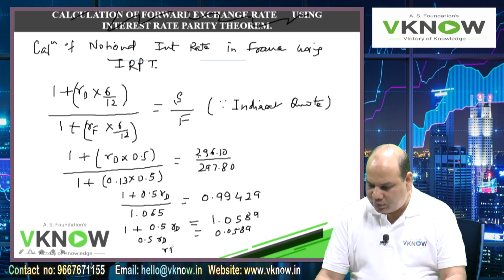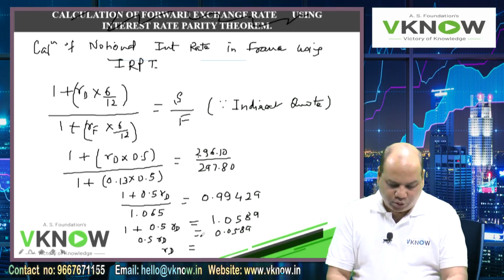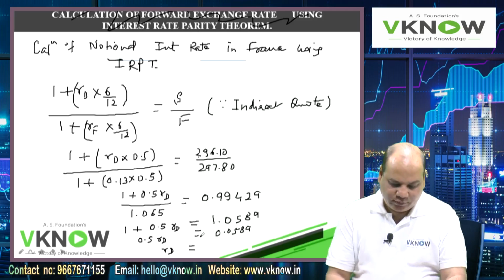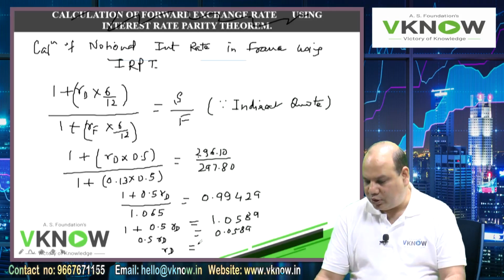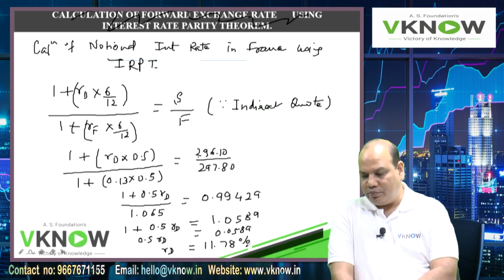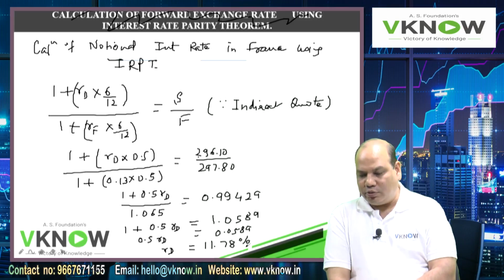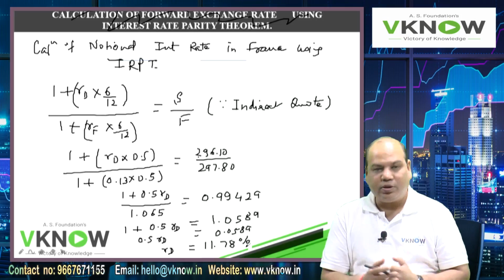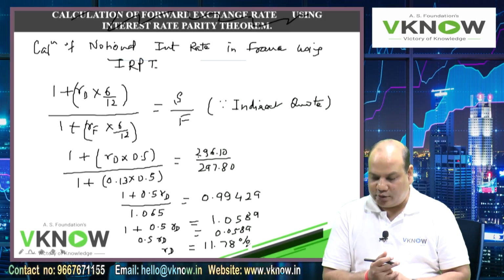So RD will become equal to 0.0589 divided by 0.5, that is 11.78%. This way we will solve the equation in this chapter. One problem I did purposefully, so that you see how the equation will be solved and you will find the missing figure. Go step by step, line by line, you will get it.